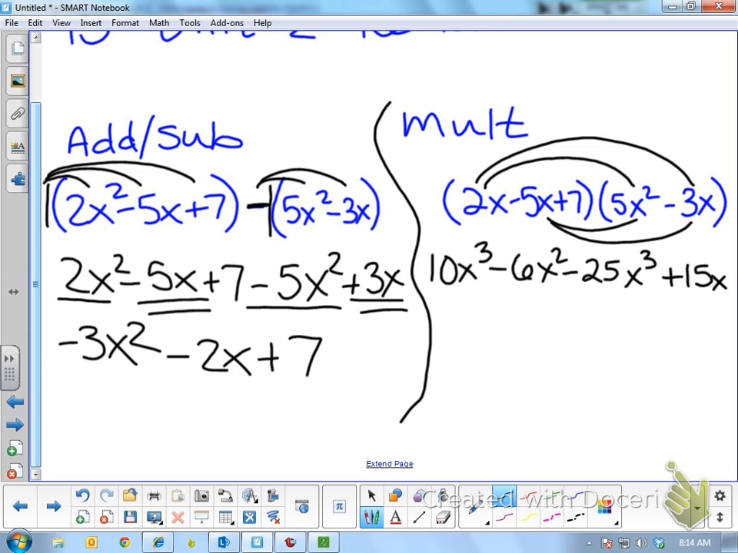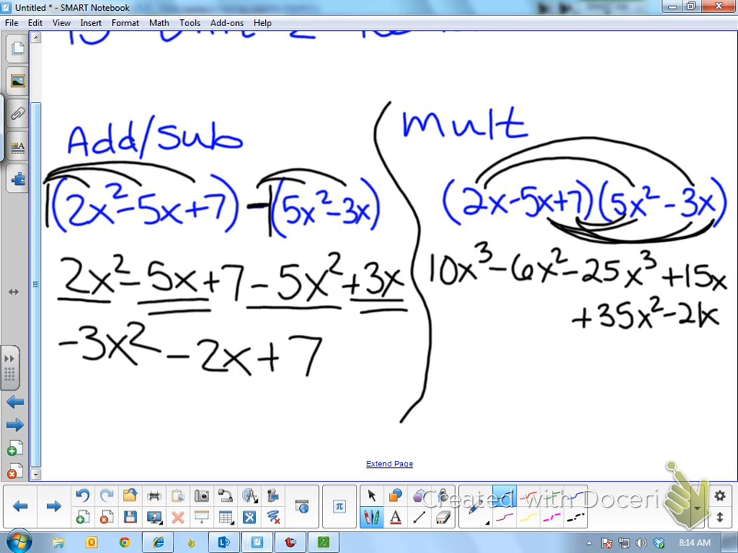Now, normally we would continue this on the same line, but I'm running out of room, so I'm going to write the rest of mine underneath. 7 times 5x squared is 35x squared. And 7 times negative 3x, oops, this one, is negative 21x. So the addition and subtraction and the multiplication end the same way. We get rid of the parentheses differently, but once the parentheses are gone, I still combine like terms.